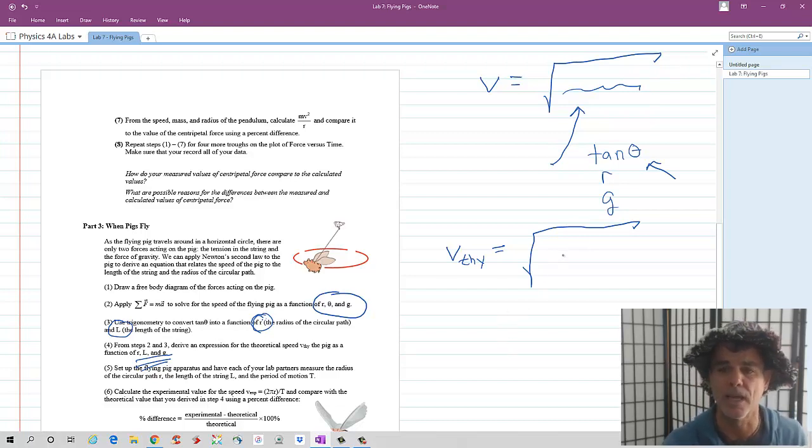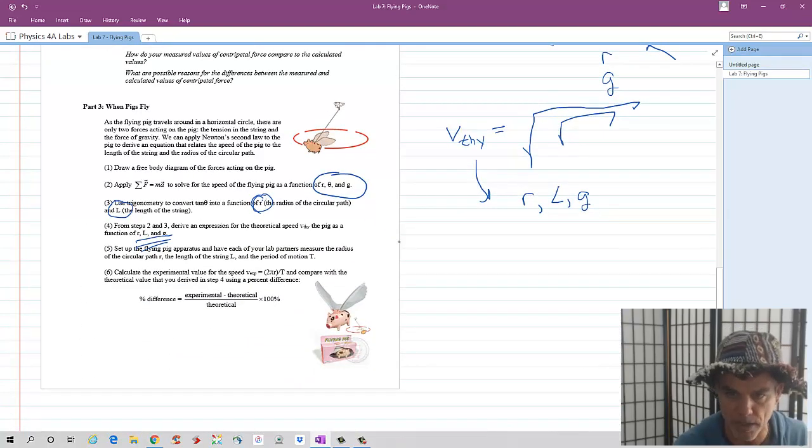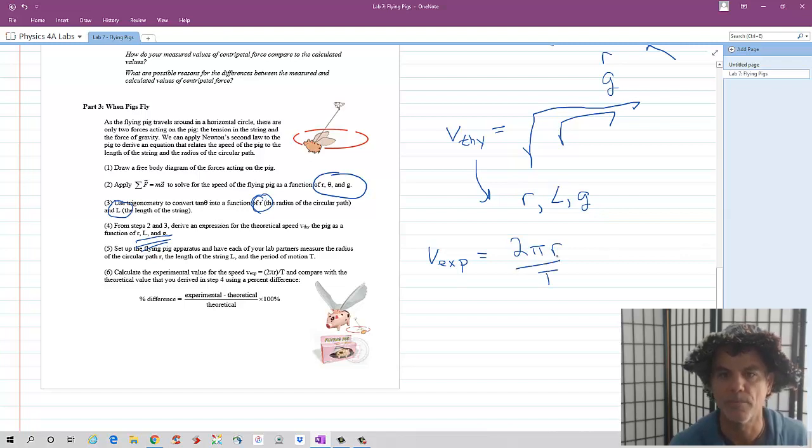You're actually going to have a square root of a square root inside of here. This theoretical speed is only going to be a function of R, L, and G. The other thing is we're also going to get an experimental speed, which is just going to be 2 pi r divided by the period.